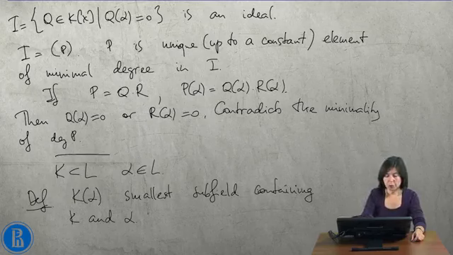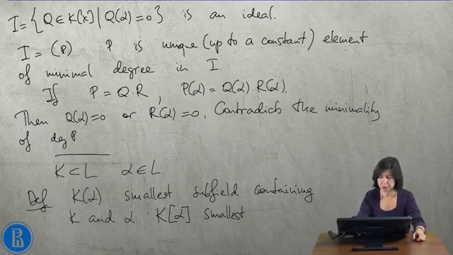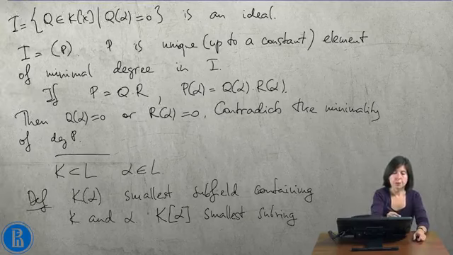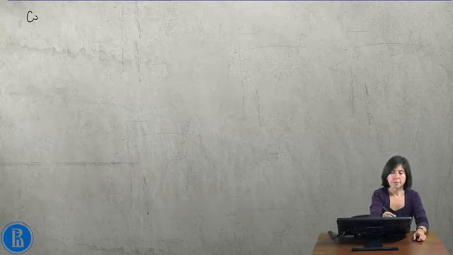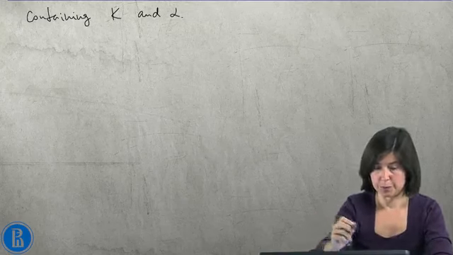And I call K of alpha in the square brackets the smallest subring, or a K algebra if you wish, containing K and alpha. Well, let me give you an example.